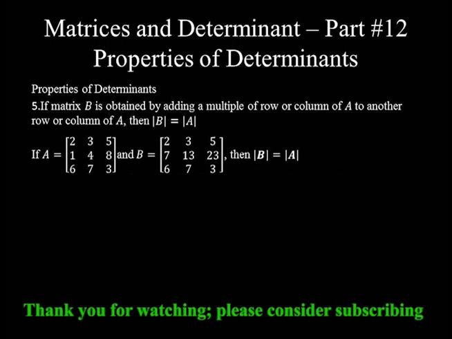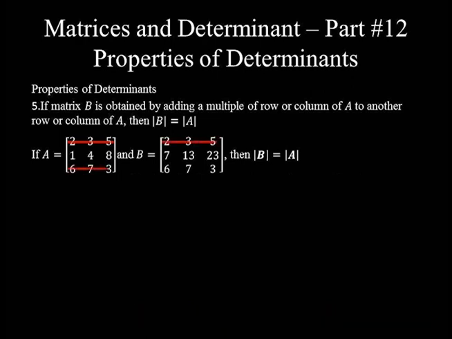Why? If we analyze matrix A and matrix B, we will find that row 1 of matrix A equals row 1 of matrix B, and row 3 of matrix A is the same as row 3 of matrix B. The only difference is in row 2. Row 2 column 1 of matrix A is 1, but row 2 column 1 of matrix B is 7. Keeping the given relationship in mind, let's figure out the mathematical relationship between these two numbers, between 1 and 7.